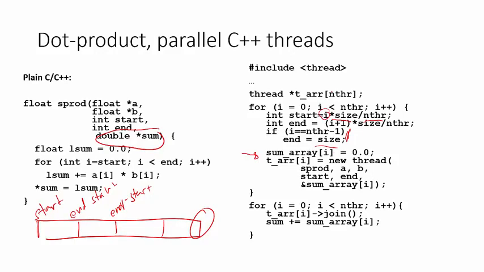I have also created an array of thread handles here. I populate this array with dynamic allocation of thread objects. So I create the threads here, I put the result for each thread in the sum array element, and then I put the pointer to the handle of the thread in this thread array so that I can join the threads by means of a for loop at the end here.